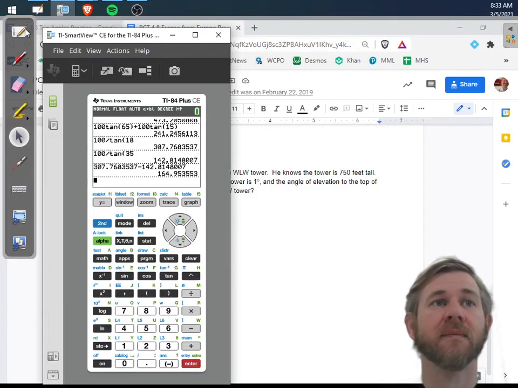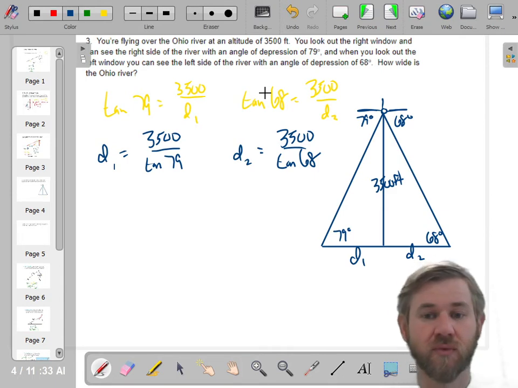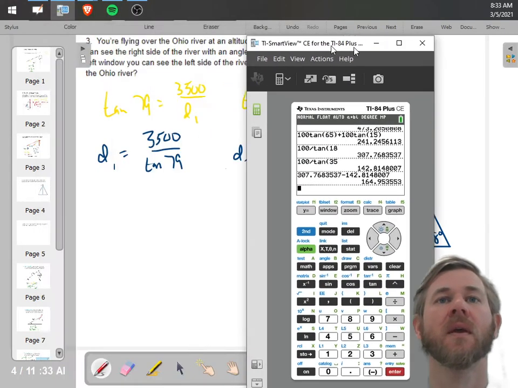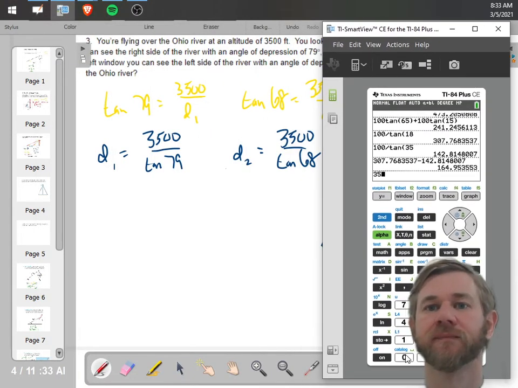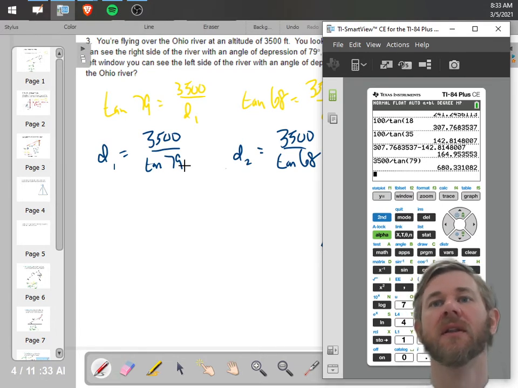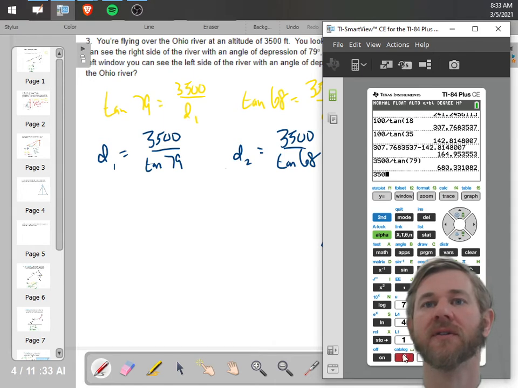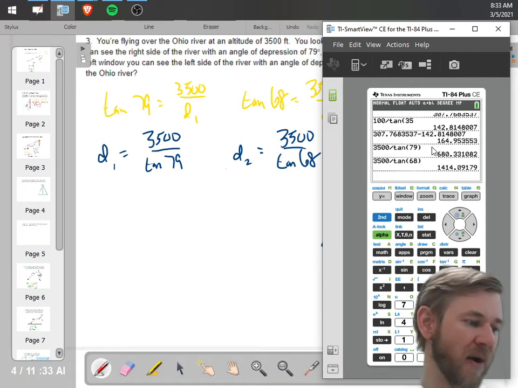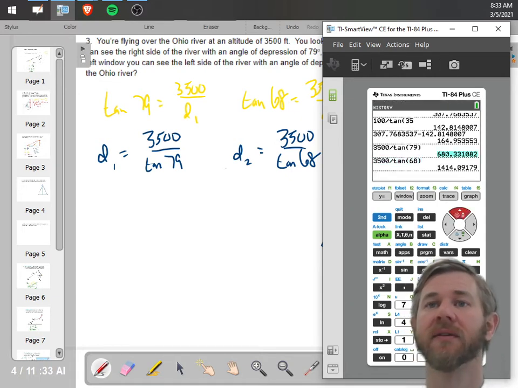I need a calculator, though. So, there you go. 3,500 divided by the tangent of 79. There's the first distance, 3,500 divided by the tangent of 68. And there's the second distance. And if I want to find the width of the river, I need to add those together.